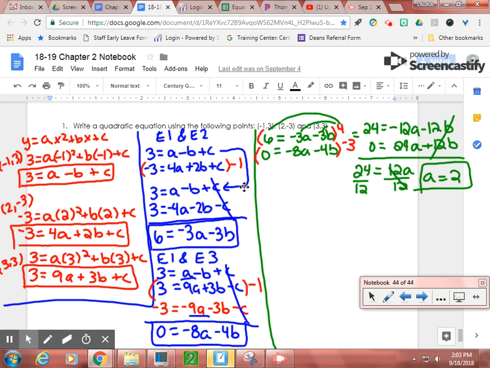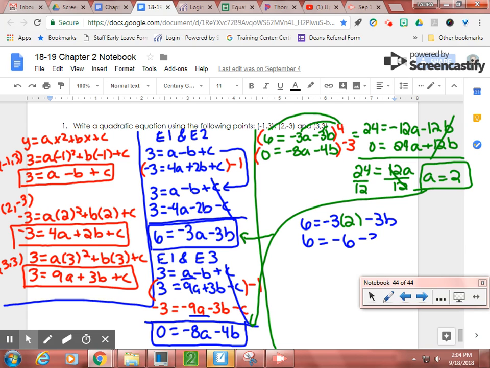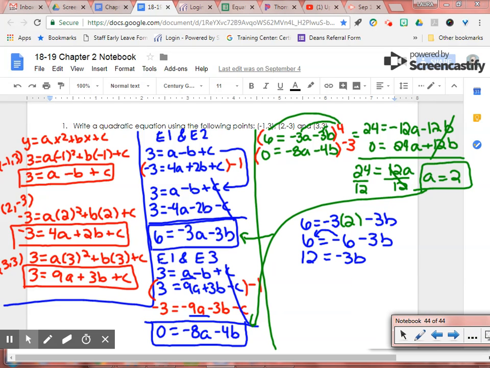So now we can plug that a value into pretty much any equation that we want to. I would take it and plug it back in to one of these two, whichever one seems easiest to you. So we can put it back into the top one. So I have 6 equals negative 3 times our a value of 2 minus 3b. So that's going to be 6 is equal to negative 6 minus 3b. Add your 6 to the other side to get 12. Negative 3b. Divide by negative 3. So I'm going to get negative 4 equals b.